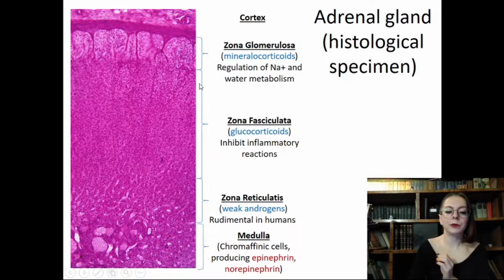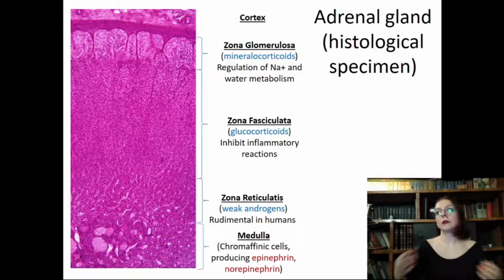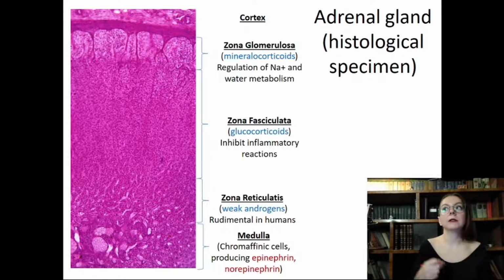Then the thickest one, zona fasciculata, produces glucocorticoids. Corticoids means they are produced by the cortex. Glucose means it controls glucose metabolism. In general, it stimulates gluconeogenesis, formation of glucose from other chemicals like carbohydrates, nucleic acids, amino acids, and so on. So, formation of glucose from other molecules. But the most important action is to inhibit inflammatory reactions. Besides, the most well-known hormone is cortisol.